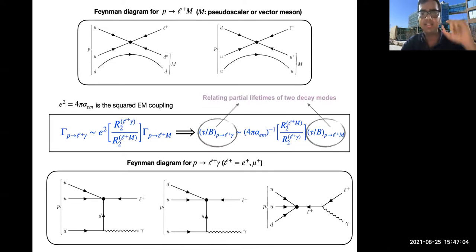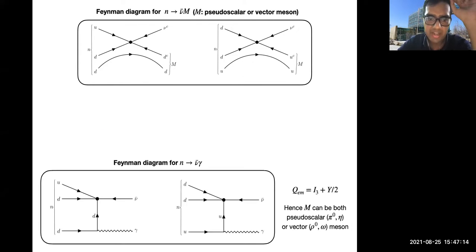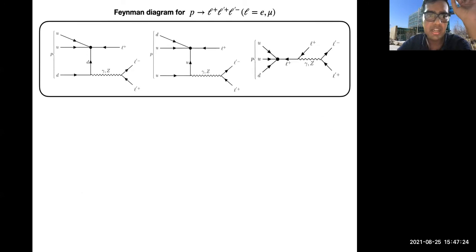So we get this approximate relation for two different partial decay modes. Similarly, we can consider n goes to nu bar M and relate this with n goes to nu bar gamma. And as in the previous case, we obtain this relation. Similarly, this gamma can occur as an internal line and can go on to give us an L plus L minus pair, or this can also come off from an internal Z line.